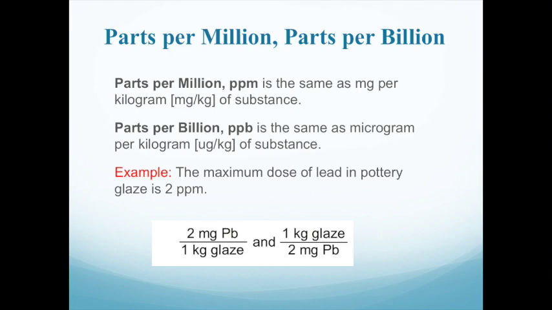Likewise, there are parts per million and parts per billion, which are like percentages except for millions and billions instead of for 100. So a part per million is equal to 1 milligram per kilogram, and a part per billion is 1 microgram per kilogram of substance. For example, the maximum dose of lead in pottery glaze is 2 parts per million, meaning that for every kilogram of pottery glaze, there are 2 milligrams of lead in there.